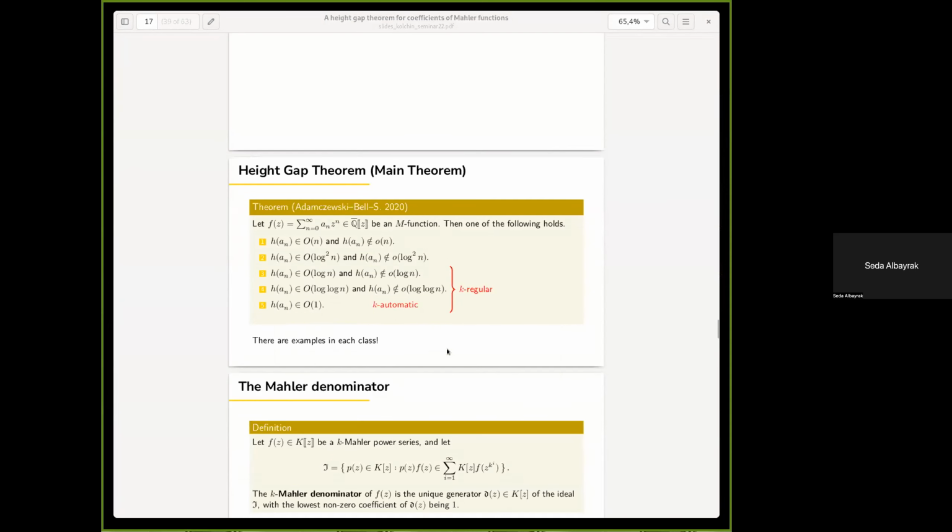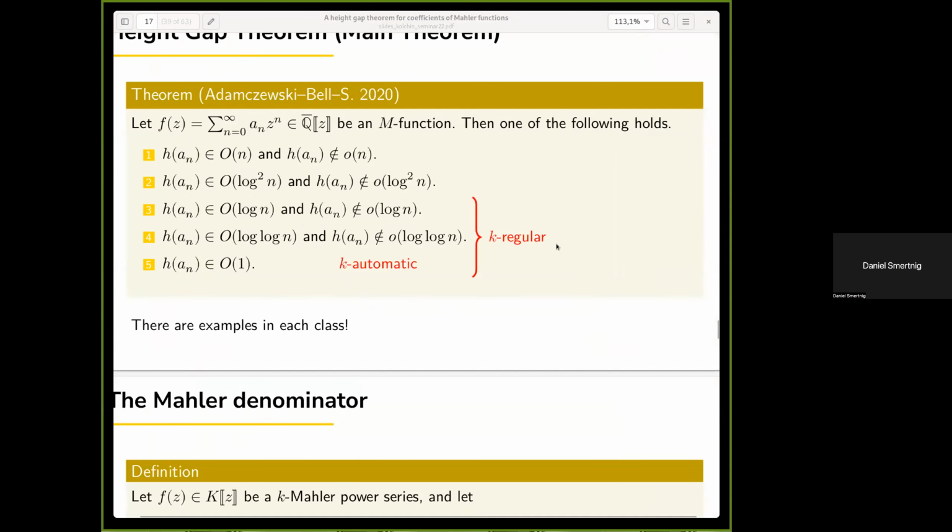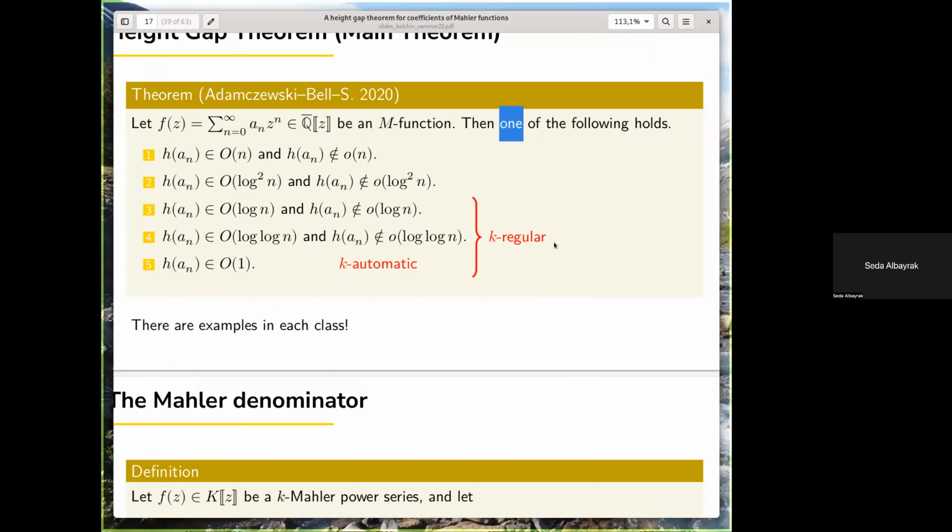Other questions? There's a question by Seda Albrecht in the chat, just about the statement of the theorem. Yes, let me share it again. It actually says one of the following holds. Maybe I misread and then I was confused. How can these hold at the same time? So, okay, it's one of the following holds. It's okay. I'm sorry. Okay, thank you.